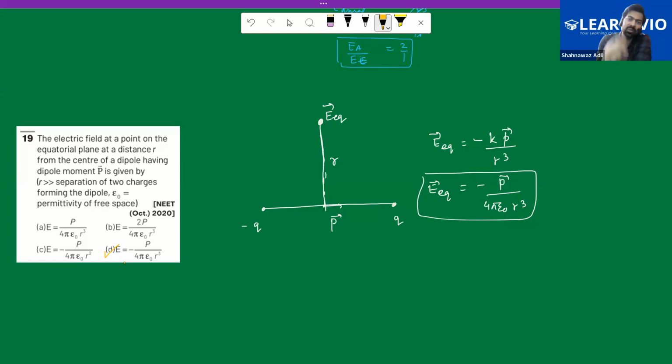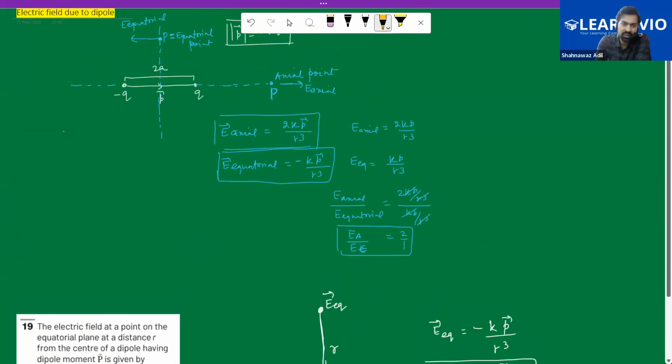We have just remembered these two things, right? So at axial point, right? And what is the axial and equatorial point that we have to understand? In the same line, this is the axial point.